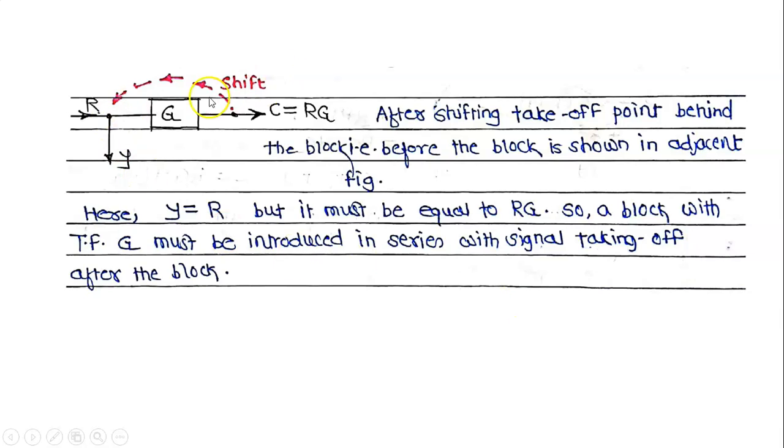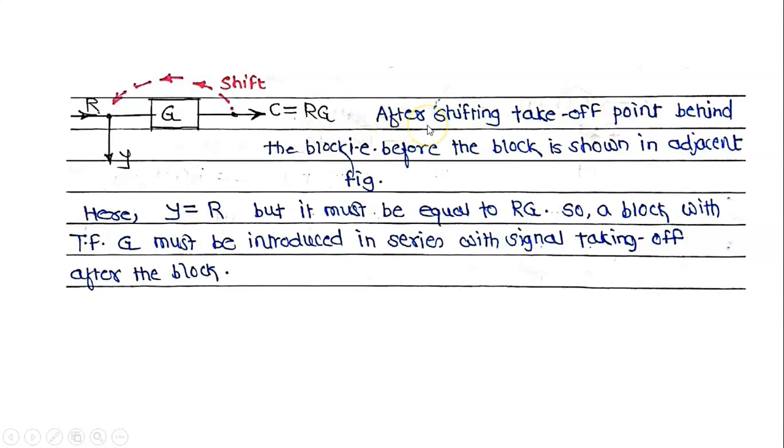Now we have shifted this takeoff point behind the block. Therefore, if we are going to shift, the value of that takeoff point must remain same. Now we will shift here. We will see what is the value of Y. This signal R is there, it is given to this block G. Now same signal is taken, that is Y, takeoff point is there. Therefore here value of Y is equal to R and value of C is equal to RG.